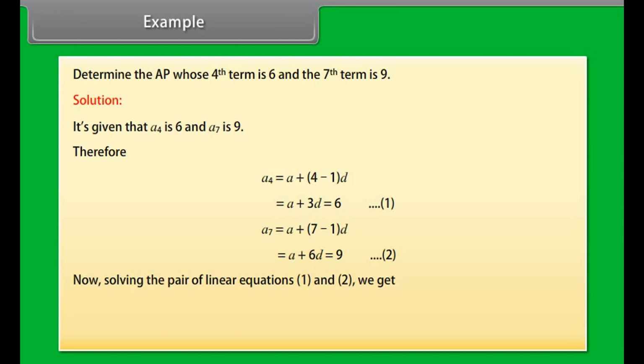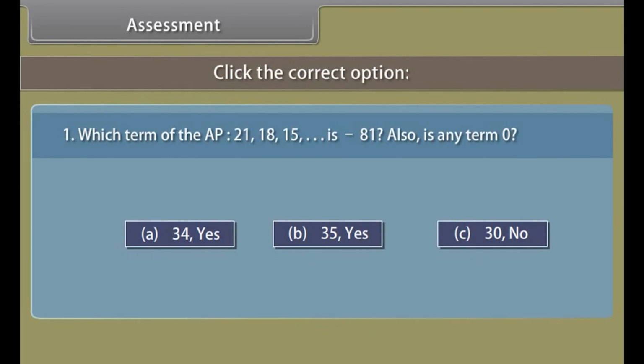Now solving the pair of linear equations 1 and 2, we get A is equal to 3 and D is equal to 1. Hence, the required AP is 3, 4, 5, 6, 7, and so on. Assessment. Now it's time for an activity. Click the correct option.